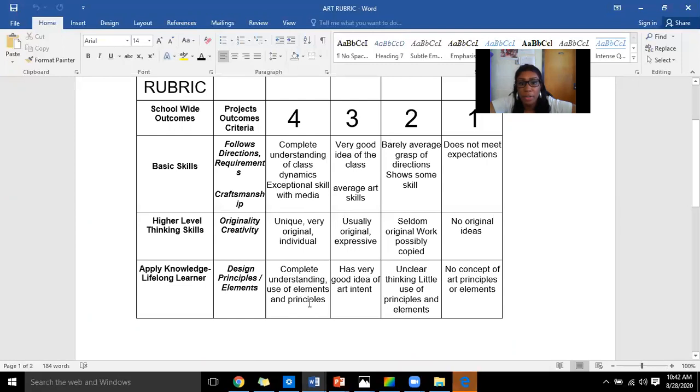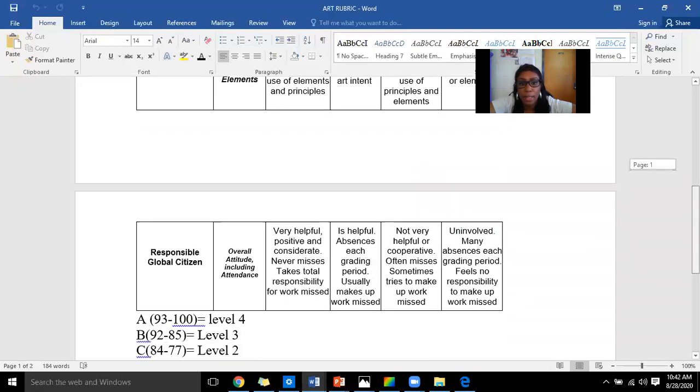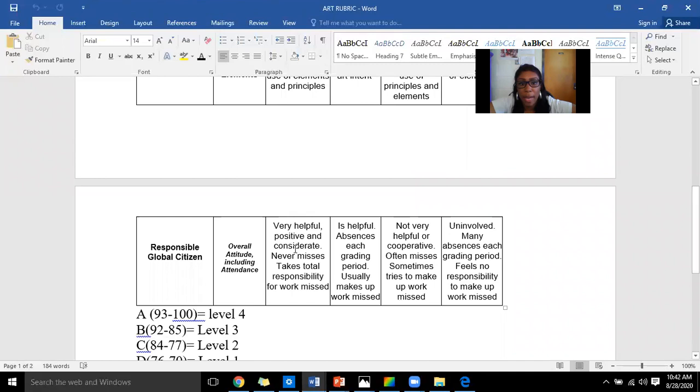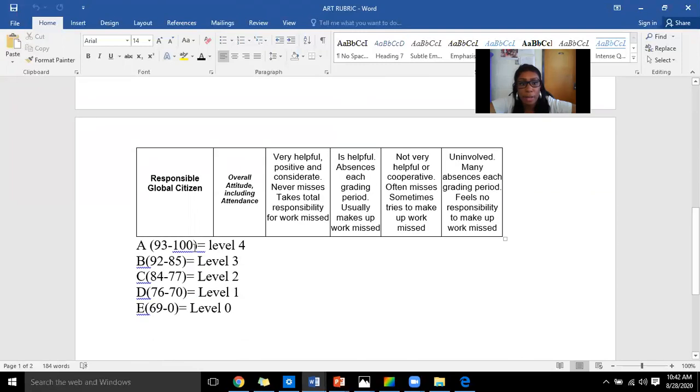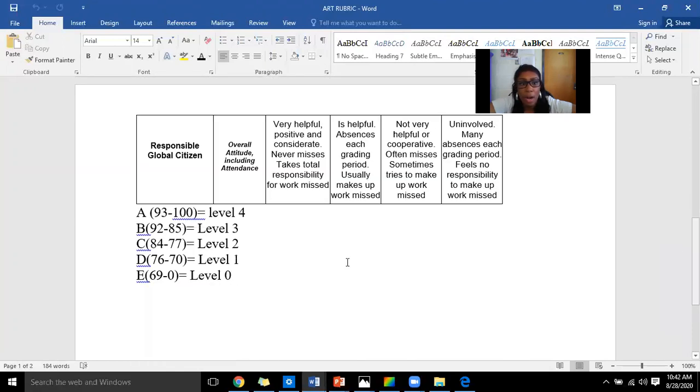You have a complete understanding of the elements of art and principles of design. Very helpful and positive attitude. Never misses class. Takes notes responsibly. Helpful. Talks about absences too much. So these are the grading scales. 93 to 100 is a 4. That means you went beyond what I said to get that level 4. You added more Bitmojis in there. You really tried to color it in.